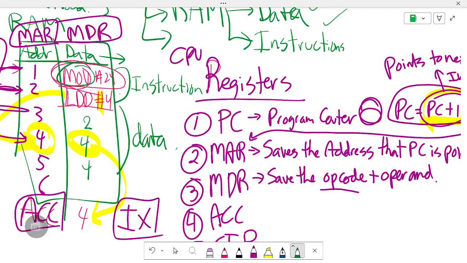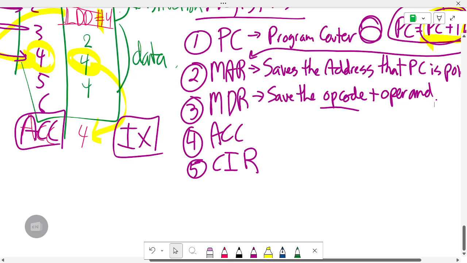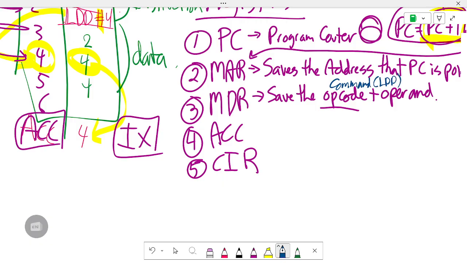Wendy, what is the difference between opcode and operand? Opcode is the command and operand is the data. Yes. For example, LDD is the opcode, and the operand is the data.